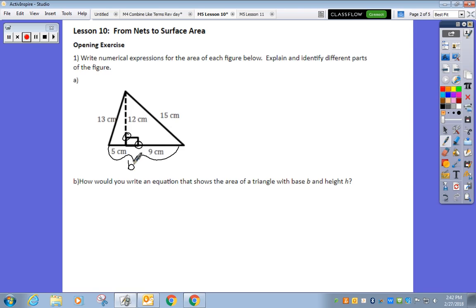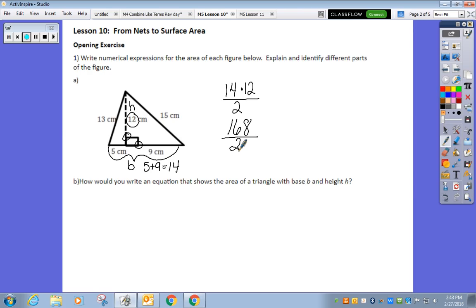This would be our base, found by doing 5 plus 9 to get a total length of this side as 14. Now the height is from here to here, and that's showing us it's 12. So our height is 12. So we would do our 14 times our 12 and then divide it by 2. When I do 14 times 12, I get 168, and then I would have to divide that by 2.